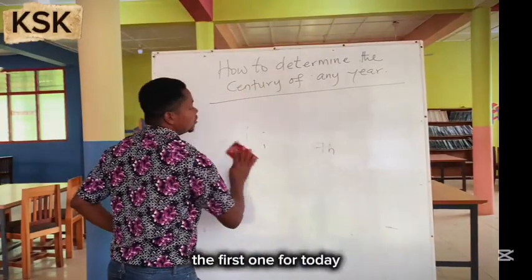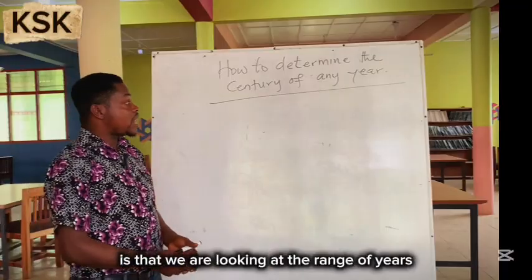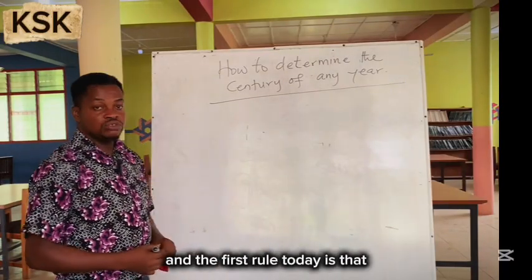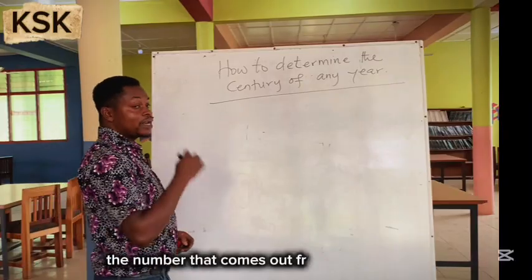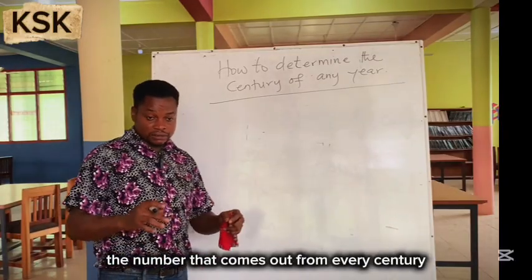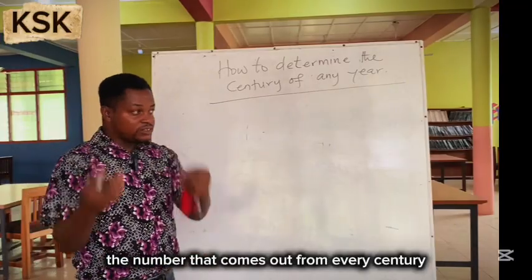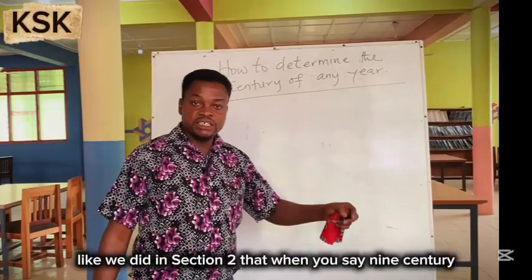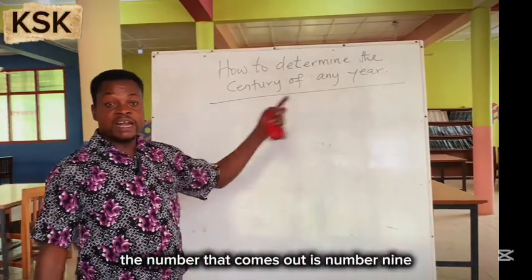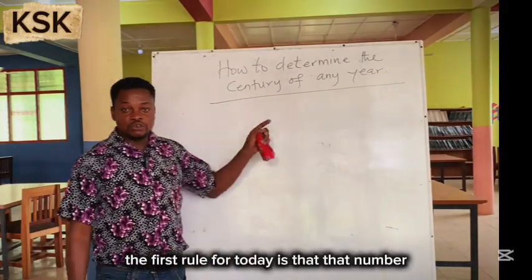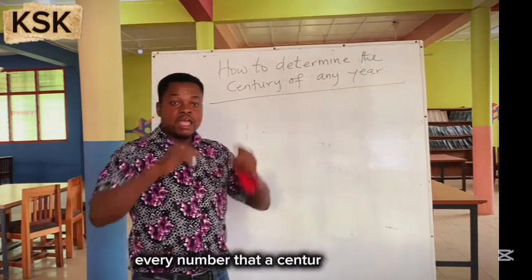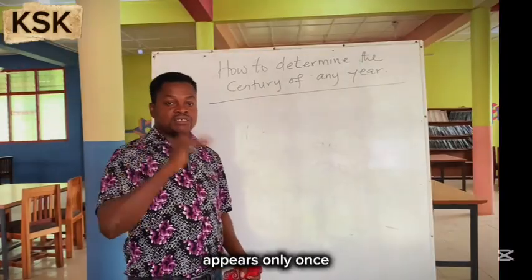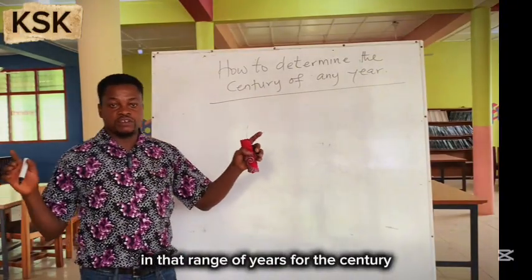The first topic for today is the range of years. And the first rule today is about the number that comes out from every century, like we did in session 2: when you say 9th century, the number that comes out is 9. The first rule for today is that every number that a century produces appears only once in that century's range of years.